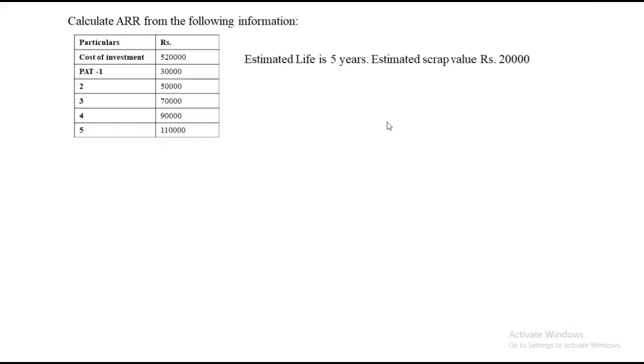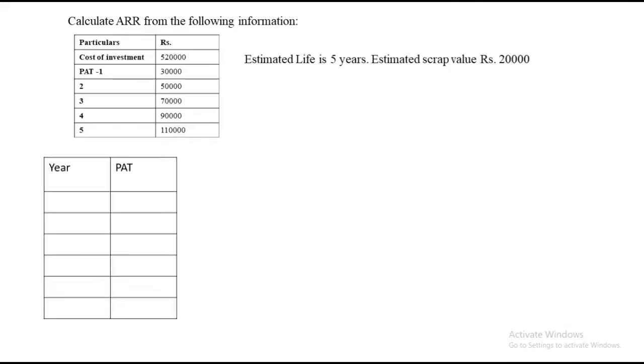Okay, so first thing we need to calculate the table. In the table we'll just have years and we'll have to take all the profit after tax. So we have 5 years, 1, 2, 3, 4, 5. We need to note down all the profit after tax. So we have 30,000, 50,000, 70,000, 90,000, and 1,10,000. And the next thing is we need to find the total of PAT. So we add up all the values of PAT and we get our total value, which is 3,50,000. That is step number 1. We need to get the total profit after tax value.